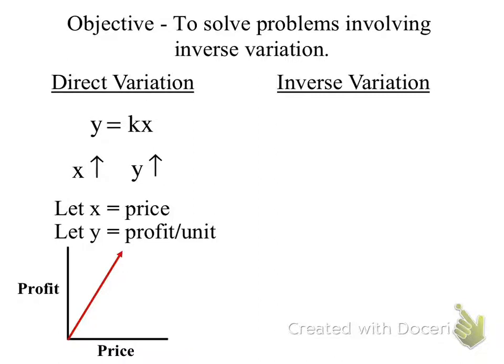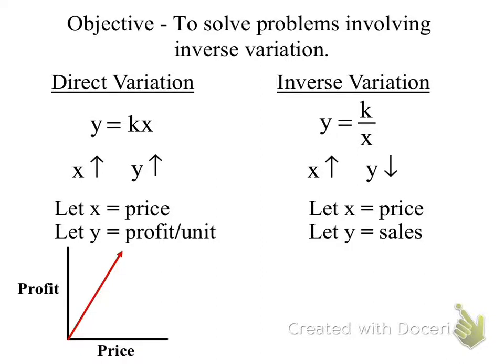An inverse variation equation, on the other hand, looks like this. It's where you're dividing a constant by your x. In this situation, as one quantity increases, the other is decreasing. Both quantities are going in opposite directions. An example of this would be when x is the price and y is the sales. So as the price goes up, I sell less, right? And this is how your graph is going to look.